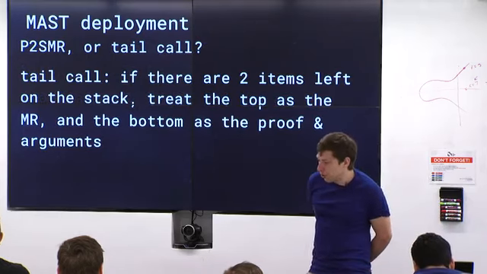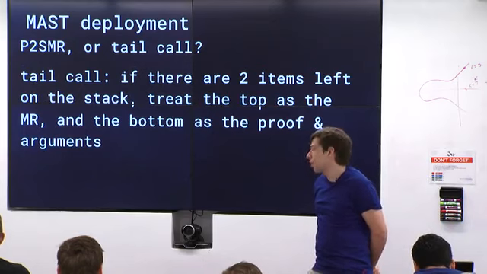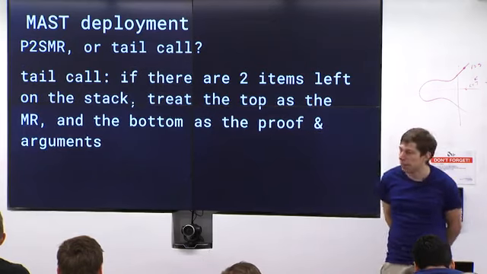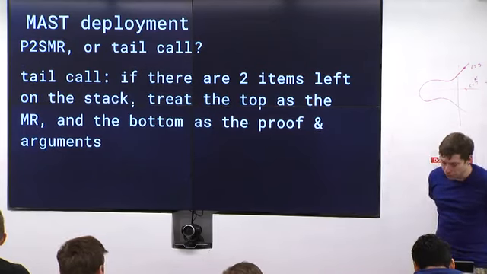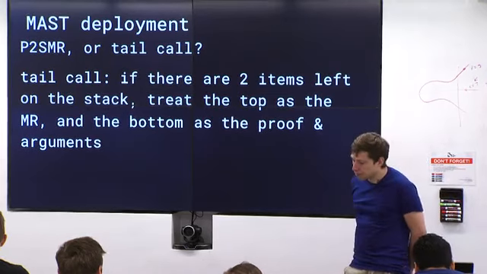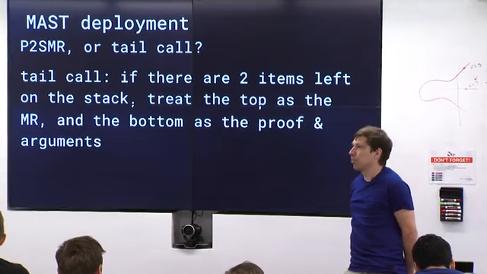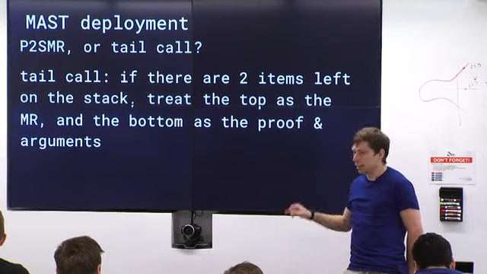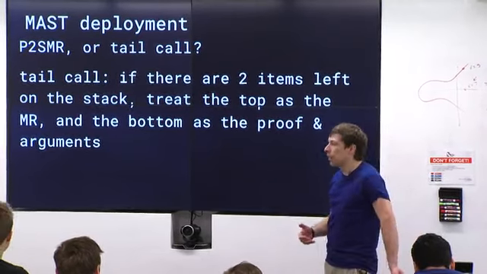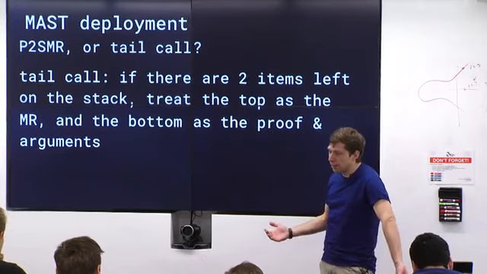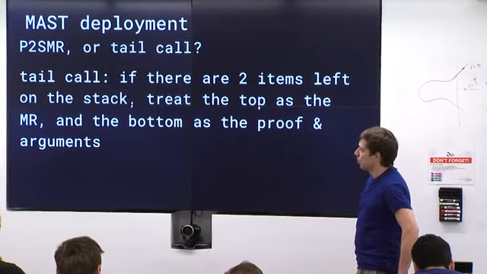There's sort of two or more different ways to implement this. You could just say, okay, we're going to have pay to script Merkle root, where you have a template like op2 or op3 or something, and then some data. And the idea is when you spend it, you have to provide a proof, and then the script itself, and then you execute the script.